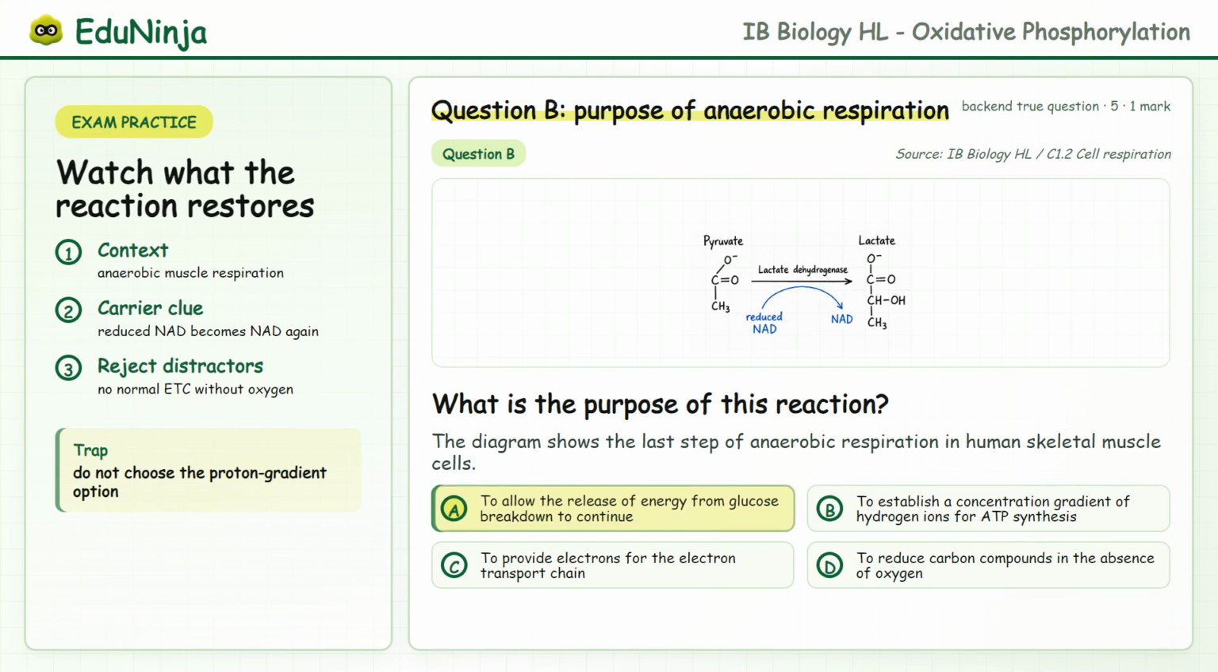The correct answer is A. This reaction regenerates NAD, so glycolysis can continue releasing energy when oxygen is not available. The hydrogen ion gradient option belongs to oxidative phosphorylation, not lactate formation.